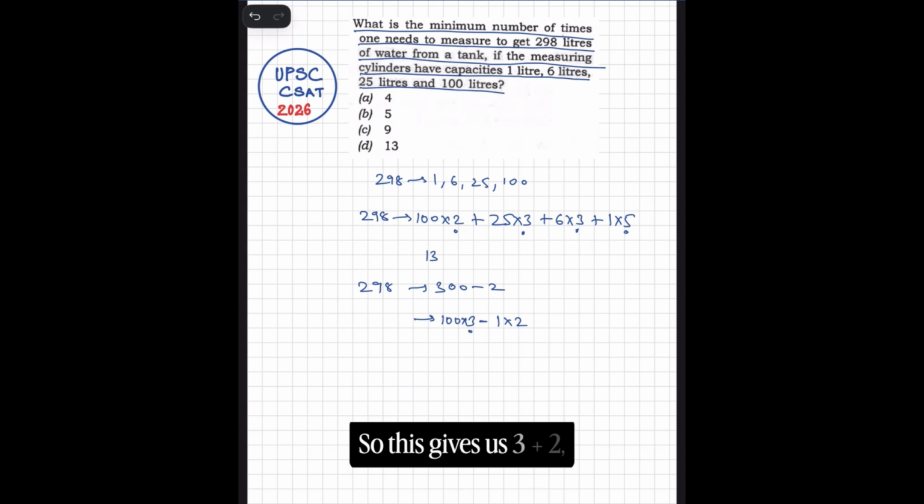So this gives us 3 plus 2, which is 5 measurements. So the correct answer is option B.